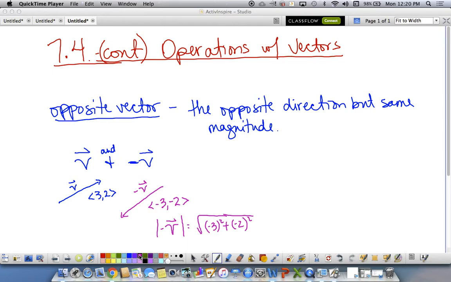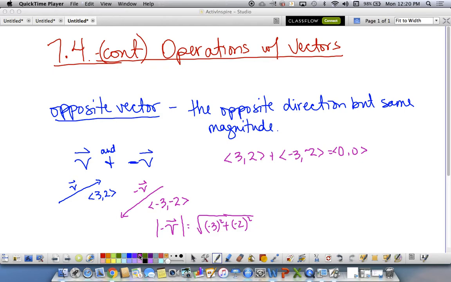So if we add them, like what we did the other day, if we were adding vectors, we would add 3, 2, plus negative 3, negative 2, and we would get 0, 0. Okay?